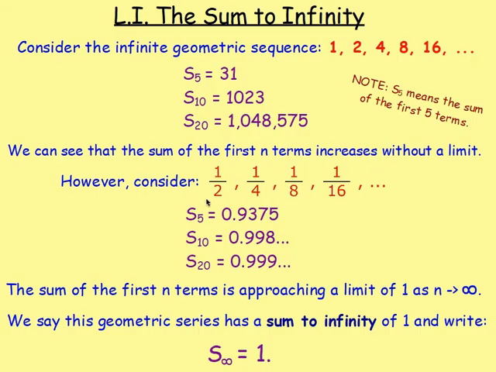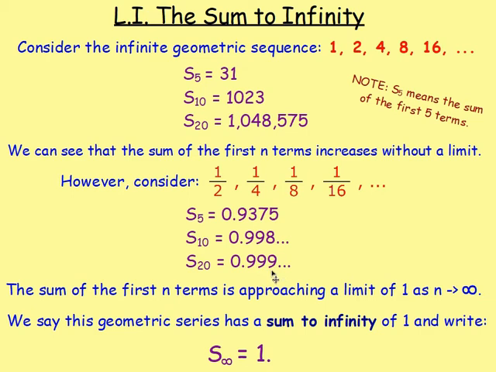But if you look at this geometric sequence here, really you're dividing by 2 every time. So we've got a half, then a quarter, then 1/8, then 1/16. You can see that if you add 5 terms together, you get 0.9375. If you extend it and add 10 terms, you get 0.998. If you add 20 terms, you get 0.999. Really, for this one, it's approaching a limit, and that limit is 1.